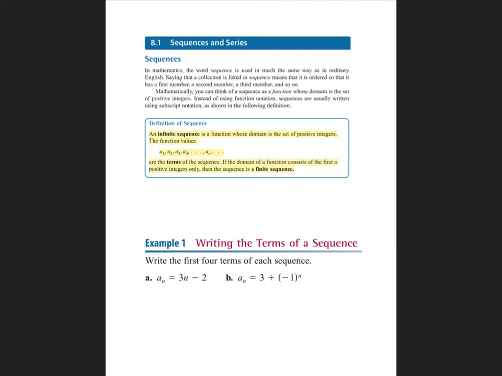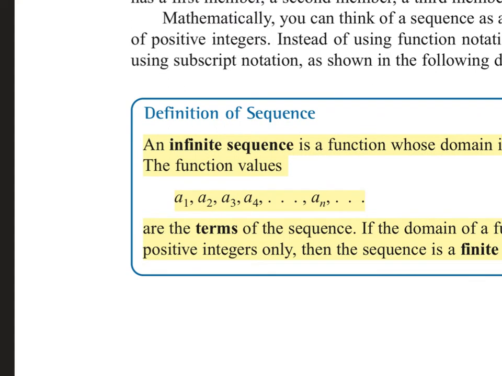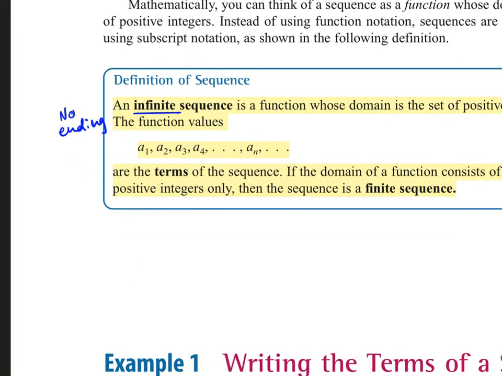So 8.1, we're going to learn about sequences and series. We have two types of sequences. An infinite sequence means that there is no ending. Infinite, no ending. And a finite sequence has an ending.